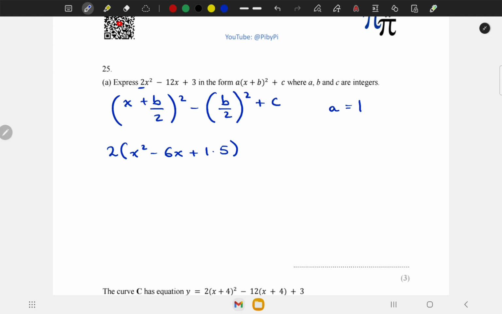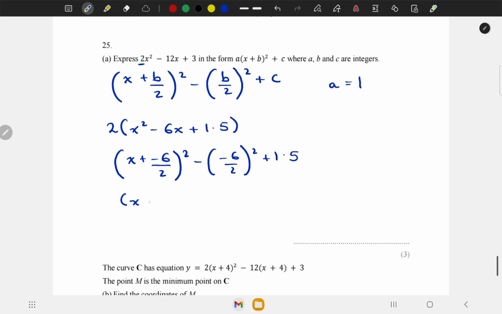Now I'm going to ignore that 2 and I'm going to plug everything into the formula that I provided above. So x plus b over 2, so negative 6 over 2, and then squared minus again negative 6 over 2 squared plus 1.5. I'm going to clean this up. This gives me (x minus 3) squared minus, negative 6 divided by 2 is negative 3. When I square it, I'm going to get 9 plus 1.5. Again, I clean this up, (x minus 3) squared, and this is going to give me minus 7.5.